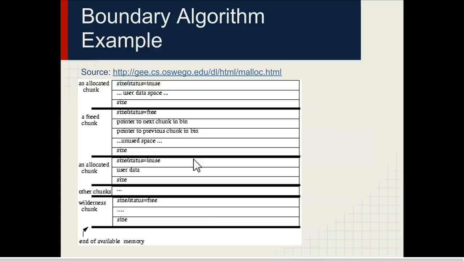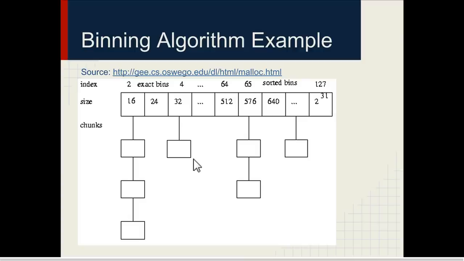So this is an example of the boundary algorithm. Basically, you have all these chunks, and at the beginning and the end, you have their size. And this is an example of the binning algorithm, where this is, I think, logarithmically grouped. And you can read more about it there.